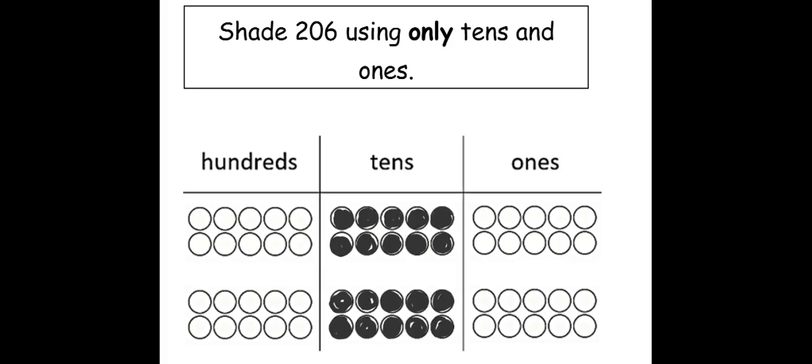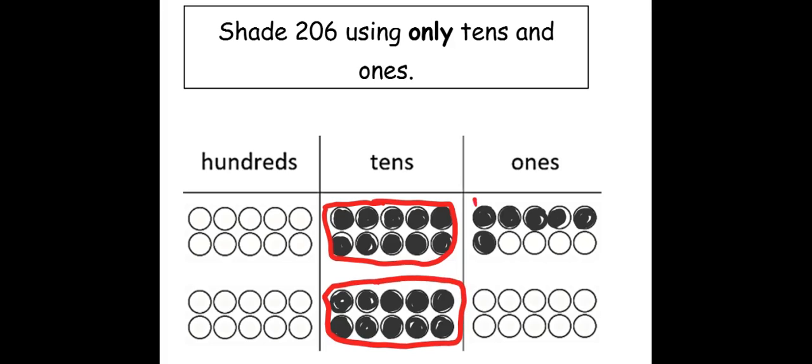And here's my 200. I have 10 discs on the top section, that's 100, and another 10 below, that's 200. Now I just need to shade in my 6 ones. And now I have 206. I have 100, 200, 6 to show the number 206 using only tens and ones.